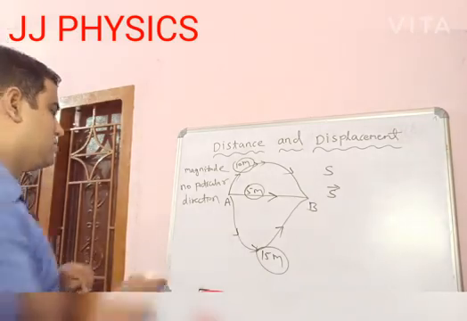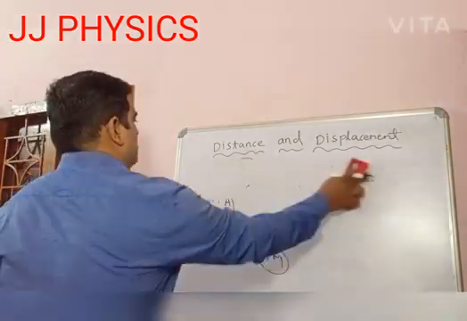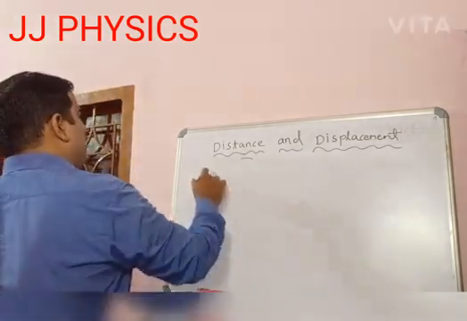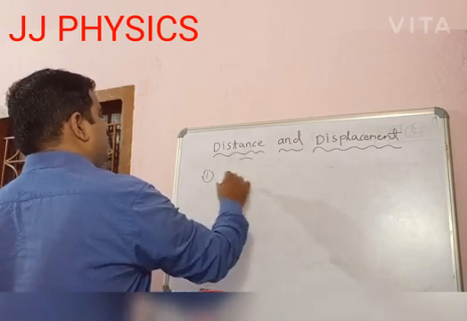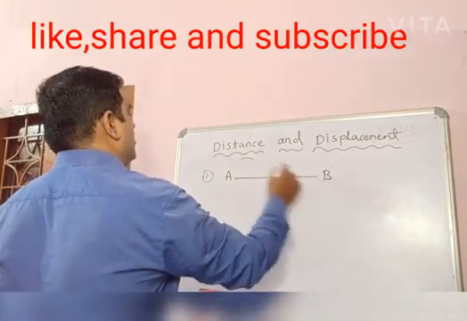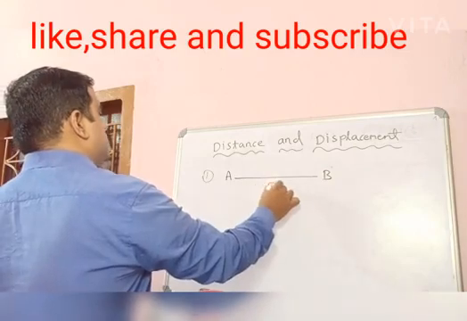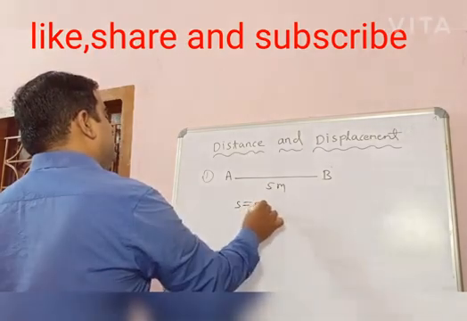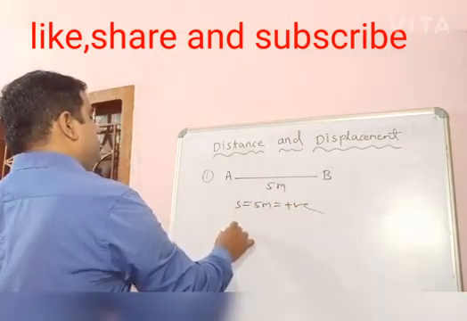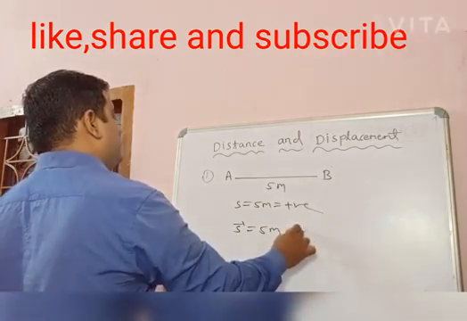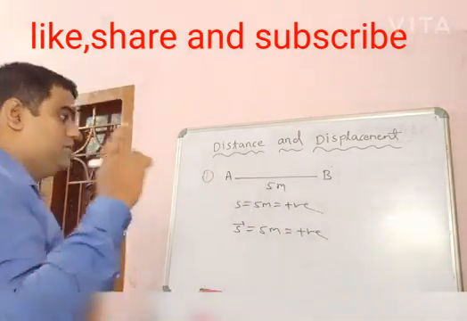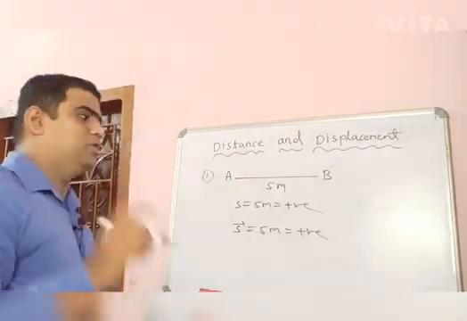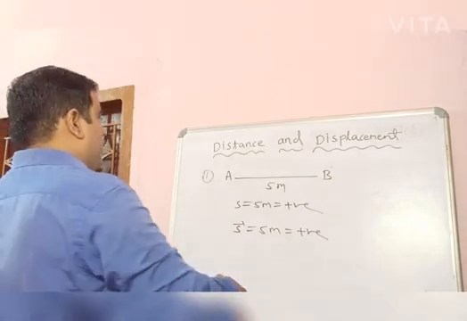Let us take an example. First example is when you go from A to B. Okay, when we go from A to B, the distance is 5 meter. Okay, and here distance is 5 meter positive and displacement is also 5 meter positive, because for the shortest path, displacement is also distance. Here distance is positive and displacement is also positive. Clear?